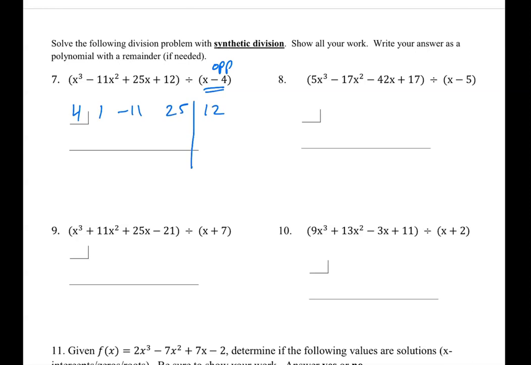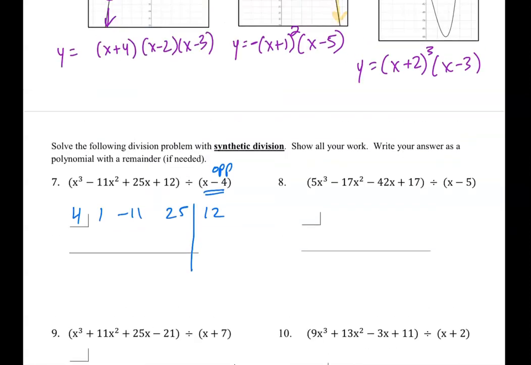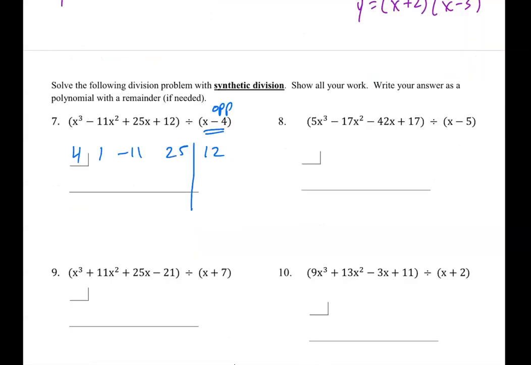When it's in parentheses, now, if it's just like this, you don't take the opposite, you just use those. But if it's in parentheses with the x, you've got to do the opposite, okay? I'll remind you of that on Tuesday when we test it. So I'm going to do the opposite.